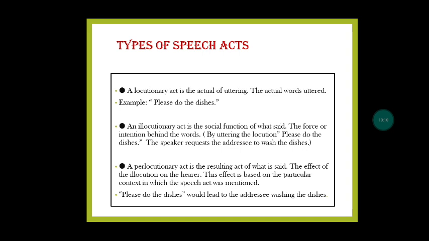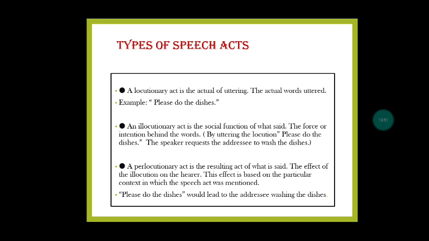Now, there are three types of speech act. First is the locutionary act. Second is the illocutionary act. The last one is the perlocutionary act. So, a locutionary act is the actual act of uttering the words uttered. For example, "Please do the dishes." It is a locutionary act.